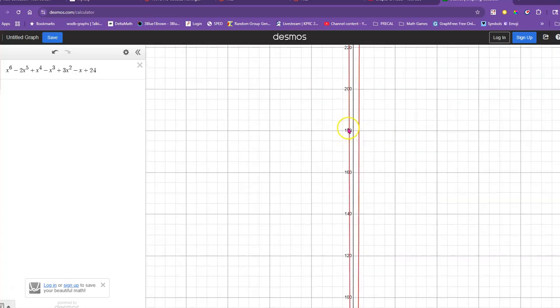So here's 180. Let me trace that. 188, 189, 190. There it is. There's -2, positive 190, which was what we found.